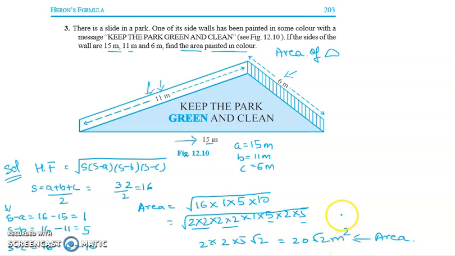Always remember the unit. Always be careful with the unit. If the side had been in centimeter, students, then the area will be in centimeter square. So in this way you will solve. So easy question, nothing difficult. Just try and solve the next 2-3 questions, then I will explain more. So study well and be good students.